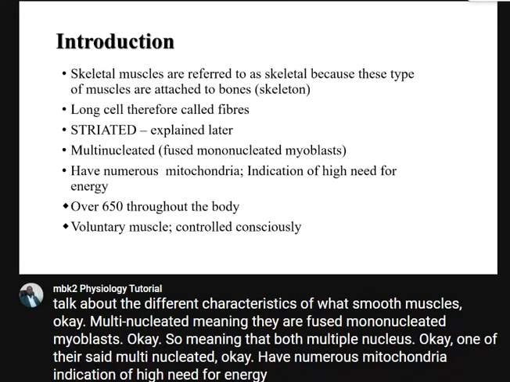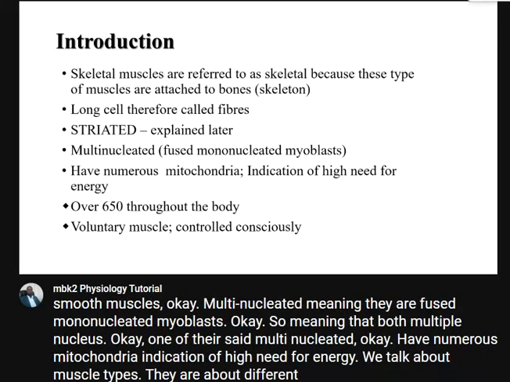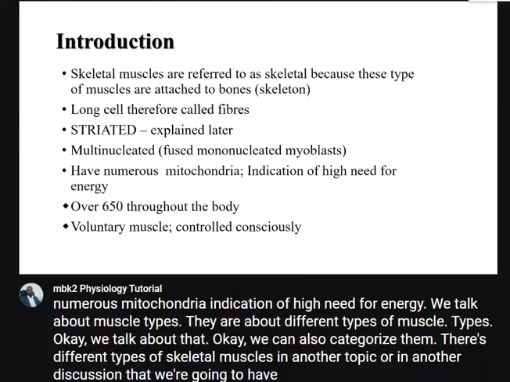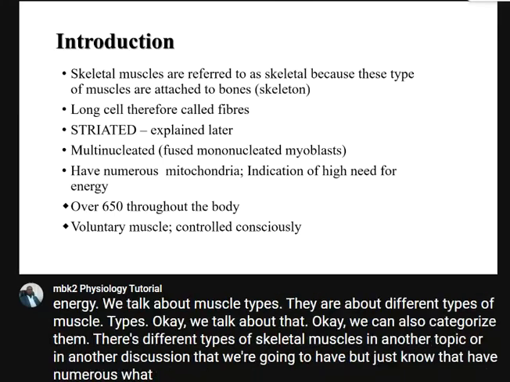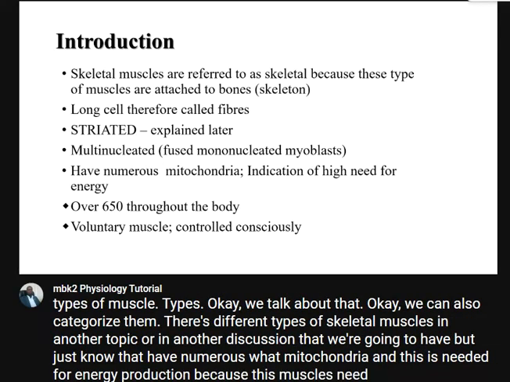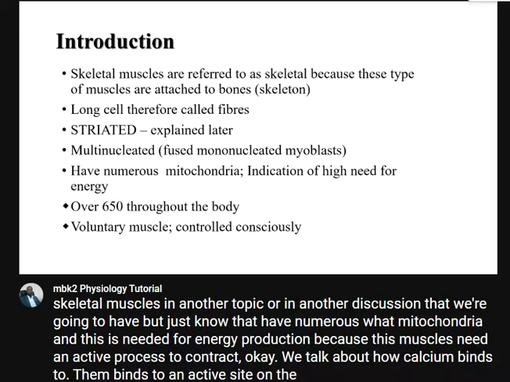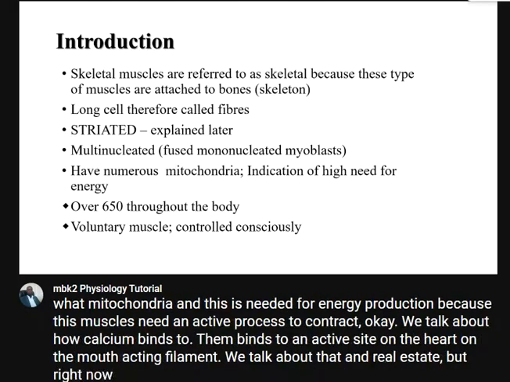We'll talk about muscle types. There are different types of skeletal muscles, which we can categorize in another discussion. But just know that they have numerous mitochondria, and this is needed for energy production because these muscles need an active process to contract. We'll talk about how calcium binds to an active site on the actin filament at a later stage. But right now, just know that they need mitochondria for energy.